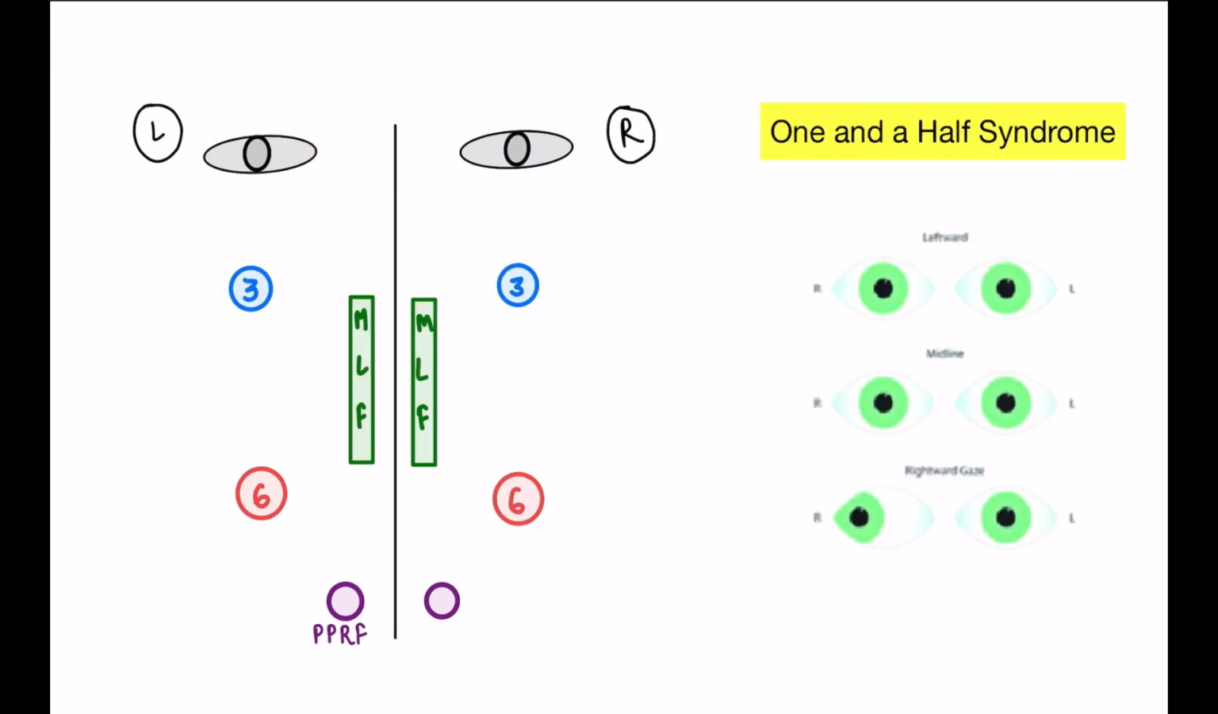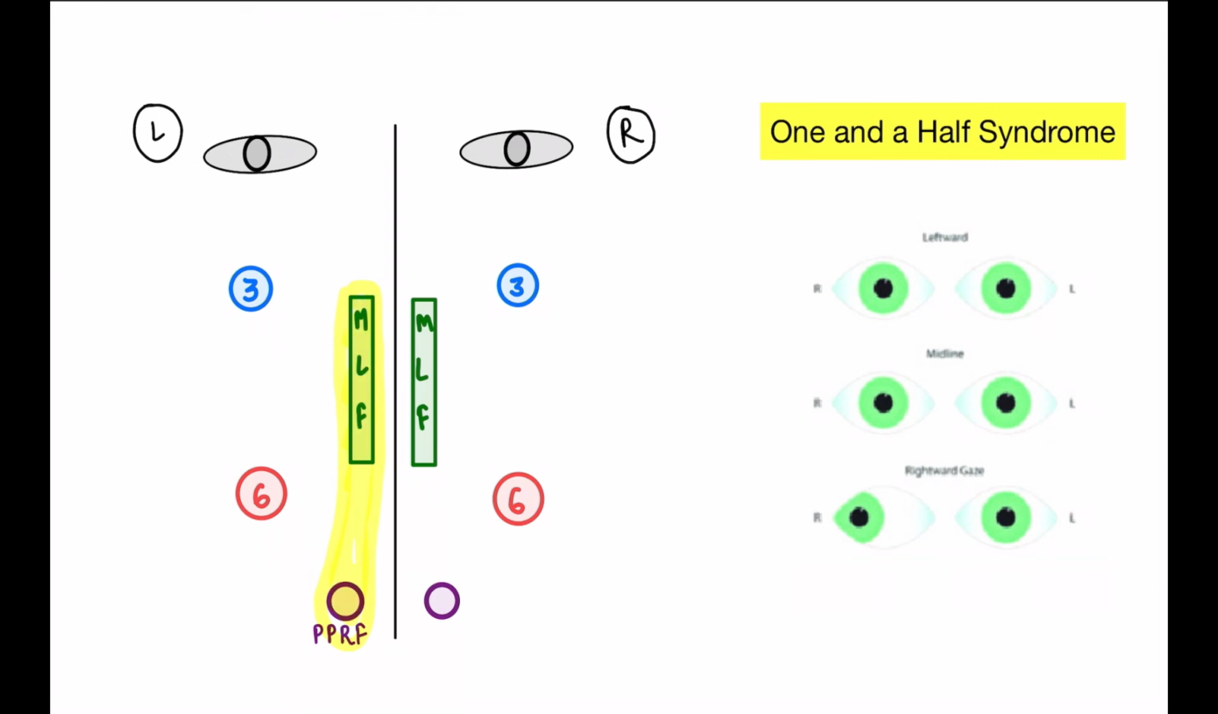On the same lines, let's look at 1.5 syndrome. We will go in the same way. First, we will see where the lesion is. In this case, the lesion is not just in the MLF, it is also in the PPRF. Okay, the lesion is here. It is like this. Okay, a wide area of ischemia. You can say there is a wide area of ischemia which involved both these things. Now you will understand what will happen on your own.